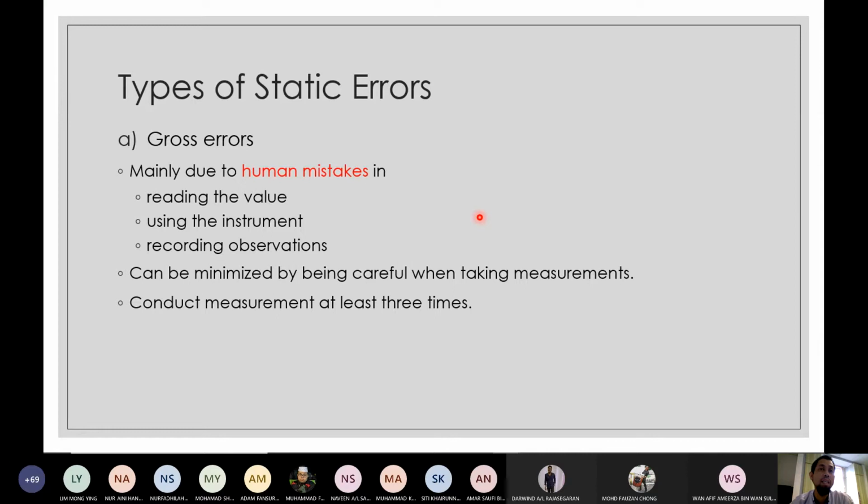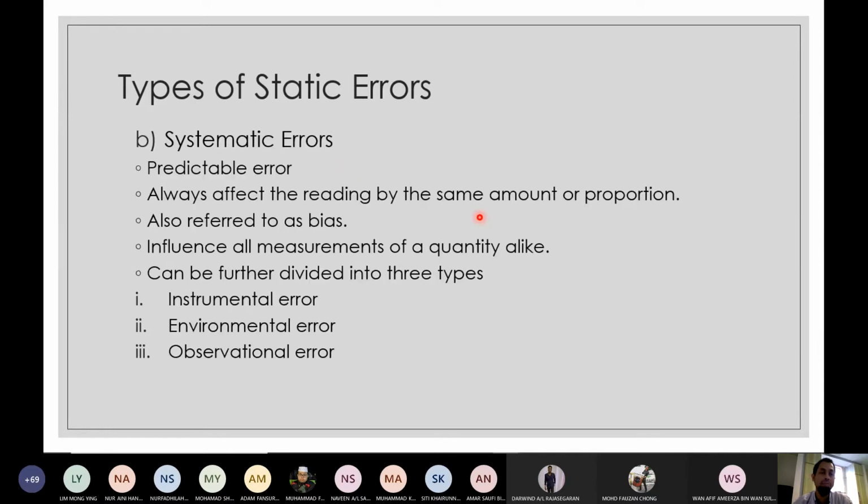Okay, so gross error is related to human mistakes. Now, systematic errors. So systematic errors refer to the instrument. The error from the instrument can be because of the instrument itself, or because of other factors affecting the instrument. So systematic errors are predictable errors. They always affect the reading by the same amount or proportion.